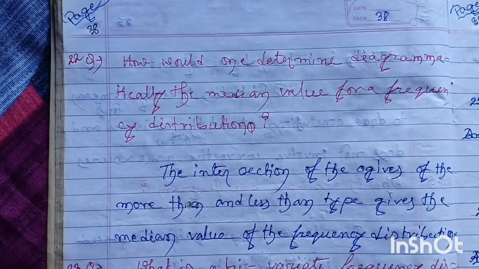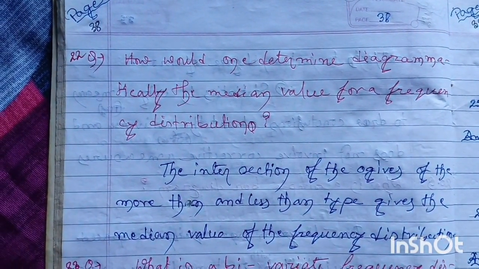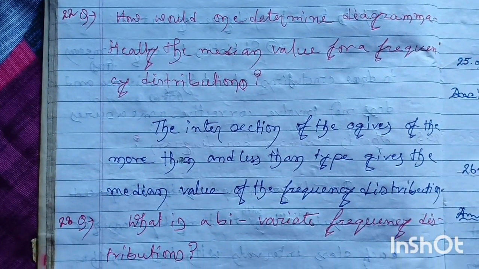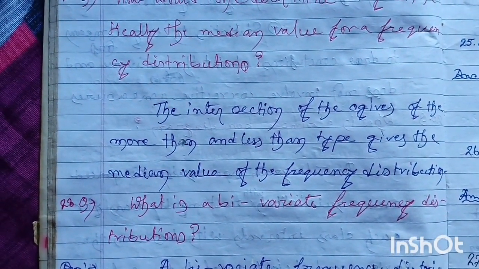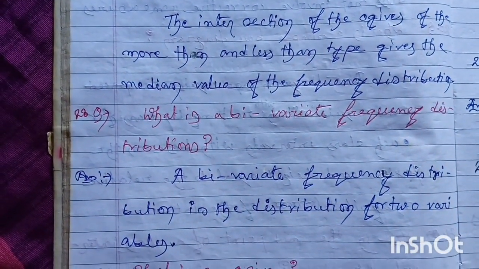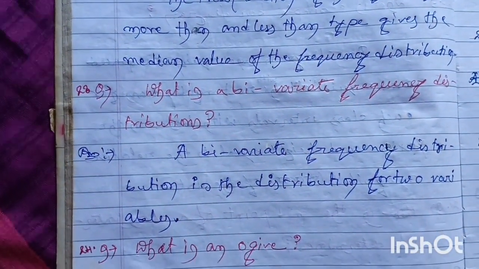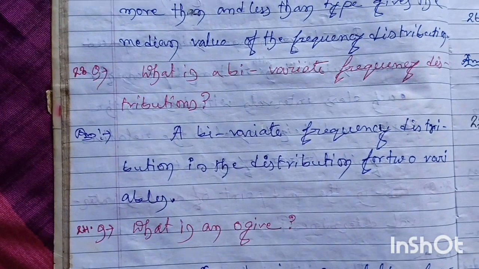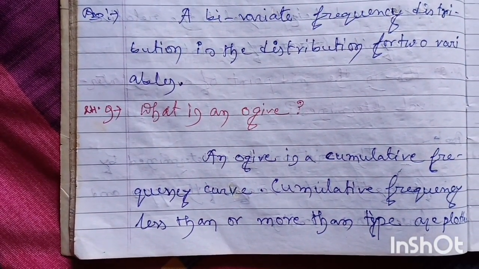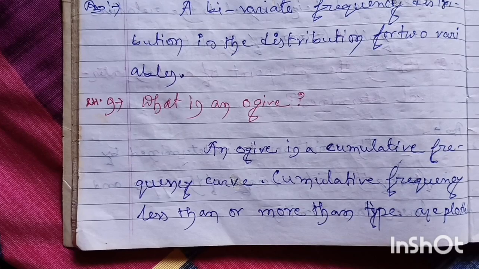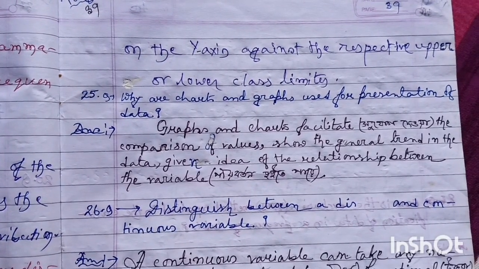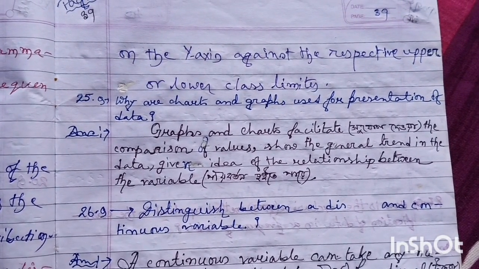Question number 22. How would one determine diagrammatically the median value for a frequency distribution? The intersection of the ogives of the more than and less than type gives the median value of the frequency distribution. Question number 23. What is a bivariate frequency distribution? A bivariate frequency distribution is the distribution for two variables. Question number 24. What is an ogive? An ogive is a cumulative frequency curve. Cumulative frequency less than or more than type are plotted on the y-axis against the respective upper or lower class limits.